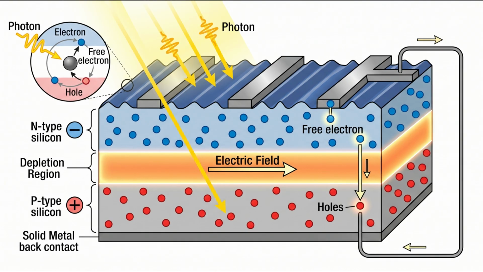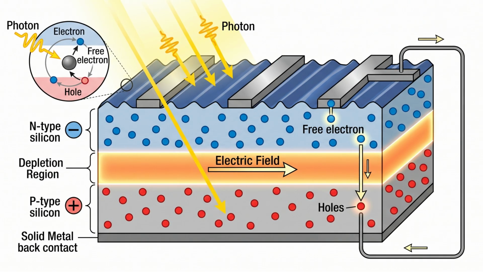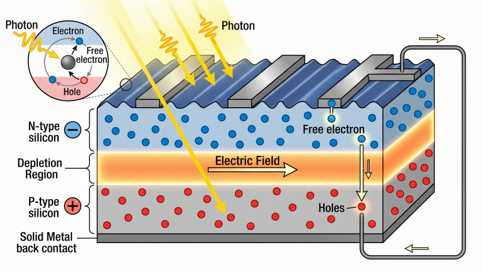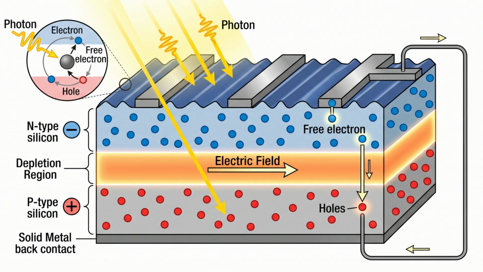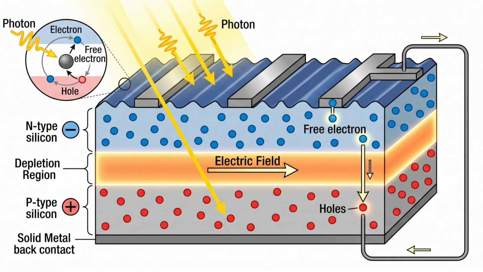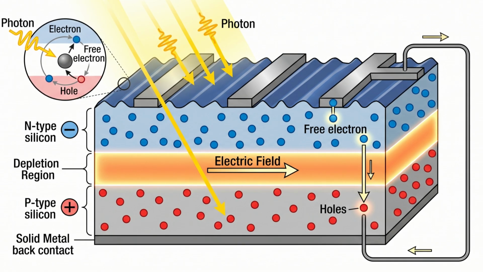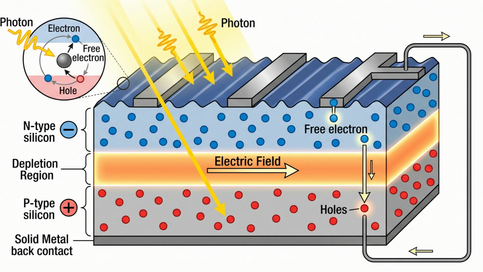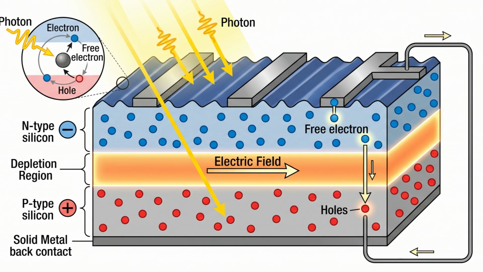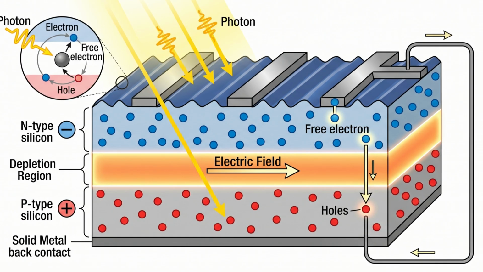When photons from sunlight strike the silicon surface, they transfer their energy to electrons inside the crystal lattice. But not all photons can do this. The photon must contain enough energy to overcome the silicon band gap. If the energy is sufficient, an electron is excited and freed from its atomic bond.